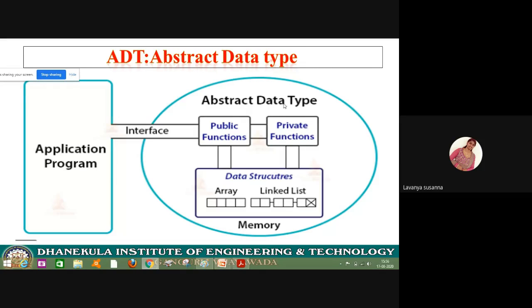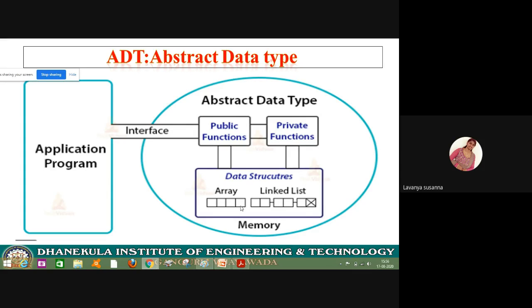Abstract data type means, as I have already said, data and operations. Here, where will data be stored? Data will be stored in the computer's memory only. That's why I have represented memory here, in a box. In memory, data must be stored in some particular format, right? So for that particular format, what are you using?